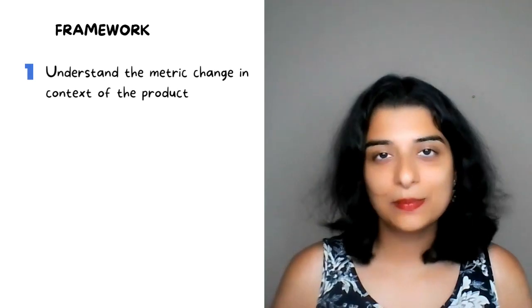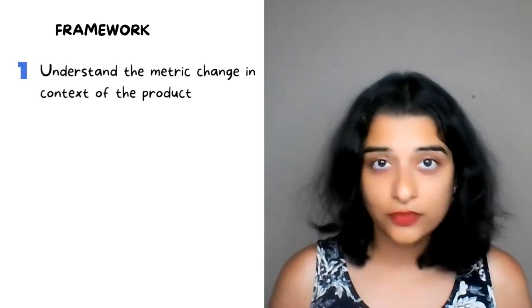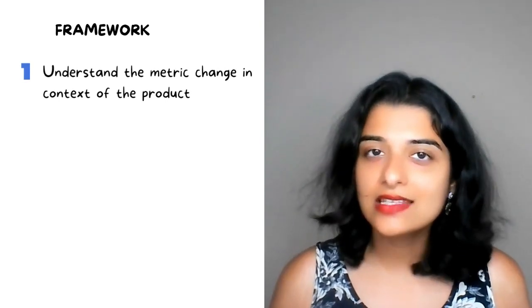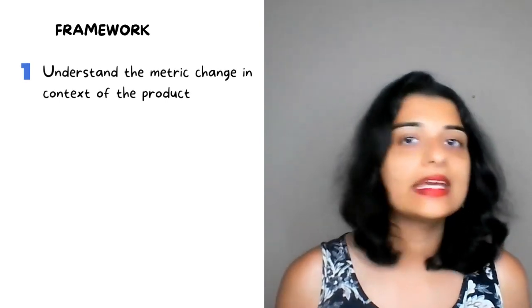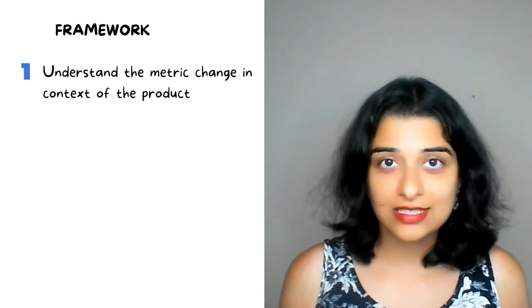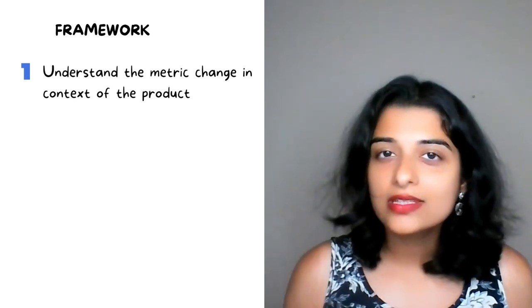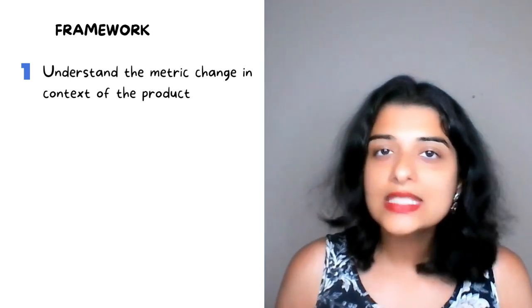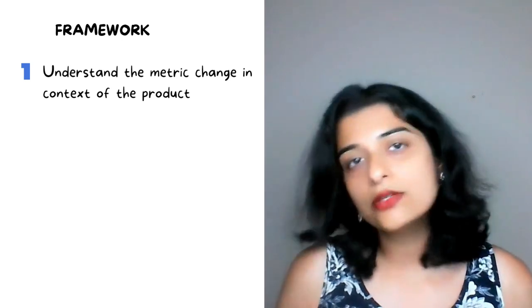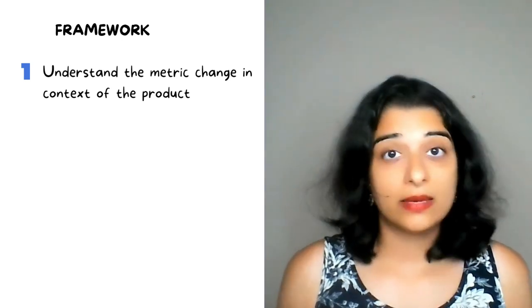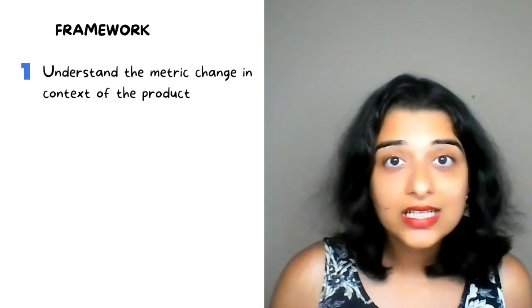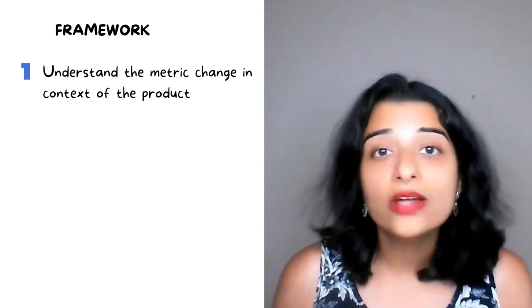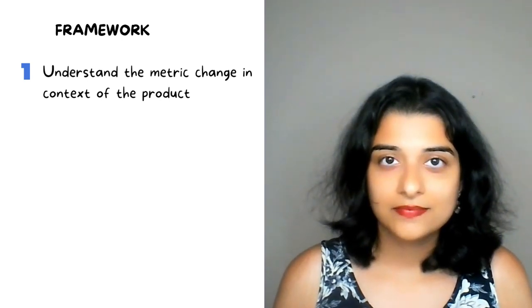First, understand the impact of the metric in context of the product. This is such an important step, and I see candidates missing this all the time. They directly get into eliminating the potential causes without putting enough thought on the unique situation that they have got. If you miss this step, your approach to all the root cause questions would be the same, irrespective of what the product is, what the metric is. And that's not how real on-the-job product management works.